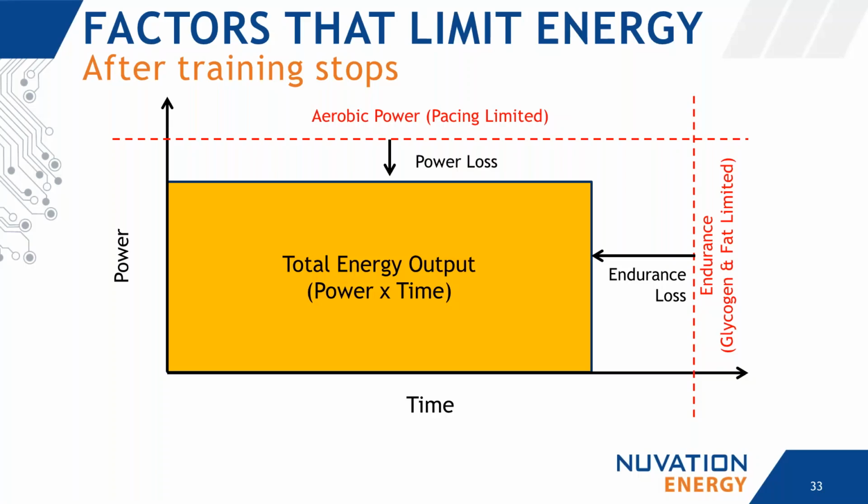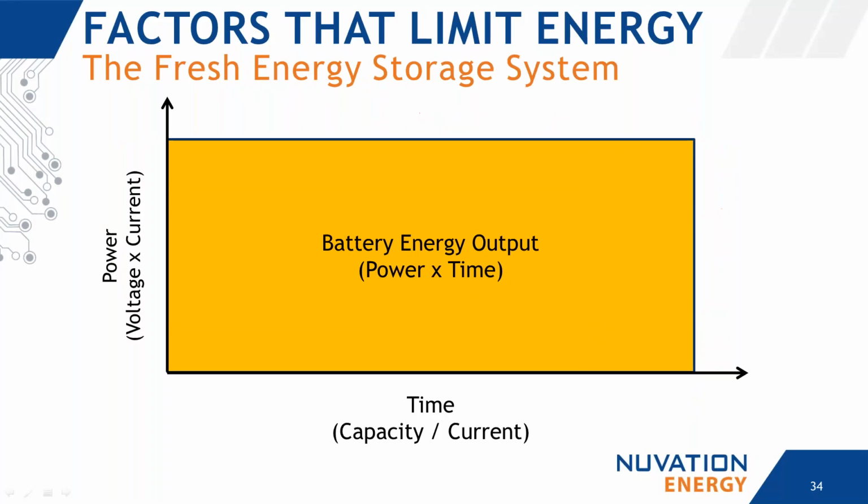Another way that you'd lose fitness is actually through power loss. So if you're not practicing your pacing, if you're not training at that race pace, over time it'll be harder and harder for you to actually even sustain that power level, even if you had a lot of endurance, to go slower for a long period of time. And so what happens is your total energy output decreases, and this happens along two dimensions. There's a power loss aspect to this, and there's an endurance loss aspect to this. And what we'll see is it's really identical for energy storage systems.